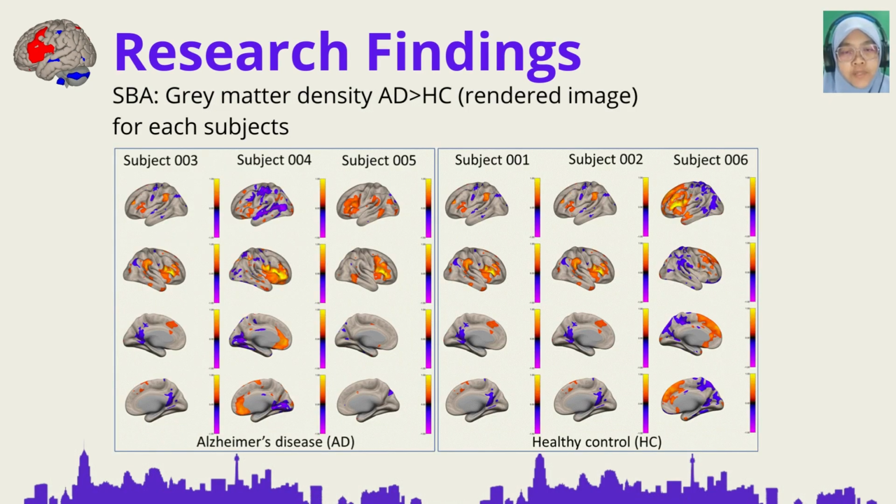This is the seed-based analysis for each subject from the Alzheimer's disease and healthy control group, which you can see here. There is activation in a lot of areas, with a Z value of 0 to 1, which is a minimal value and difficult to identify by each category. But when we compare both groups, we can find that the area is in the inferior frontal gyrus on both sides.